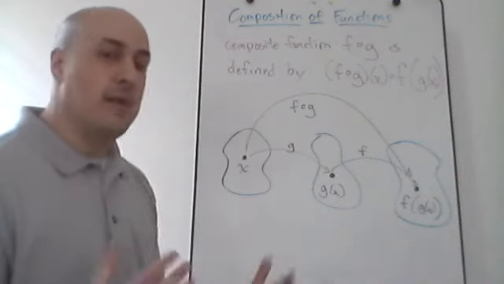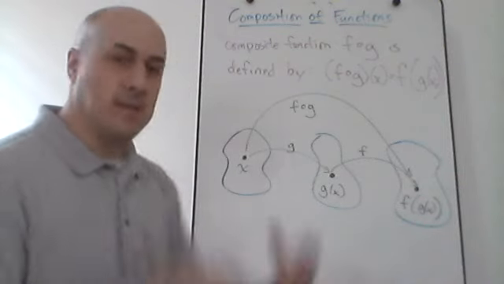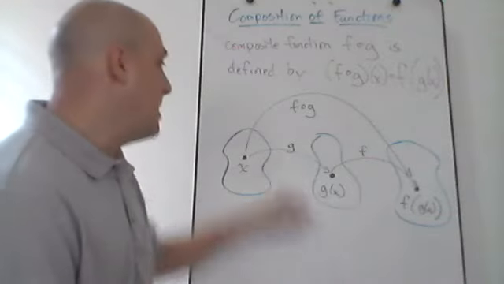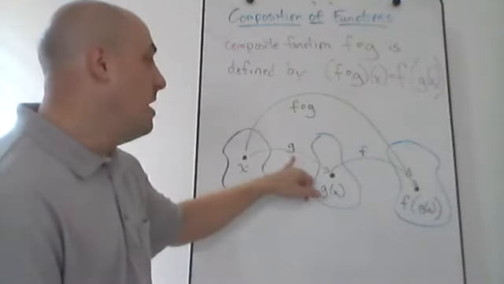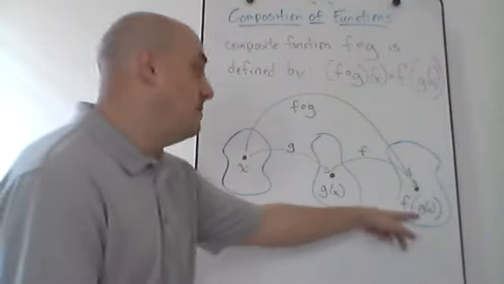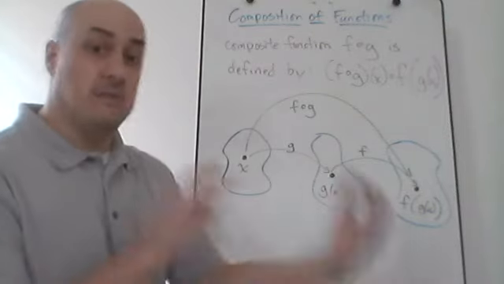Like I said before, the example I used was the function x plus 2 and then the function square root of x. The x plus 2 would be our g function, and the square root of x would be our f function. So f of g of x would be the square root of x plus 2.